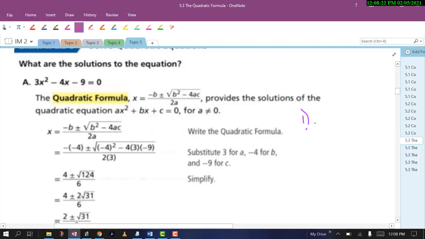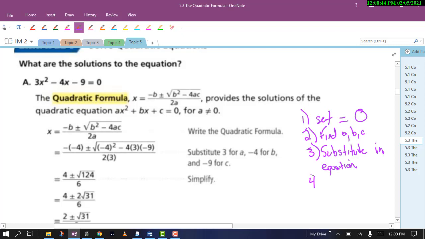First thing we always need to do, though, we need to set the equation equal to 0. Then we find a, b, and c, substitute in the equation, and then order of operations.